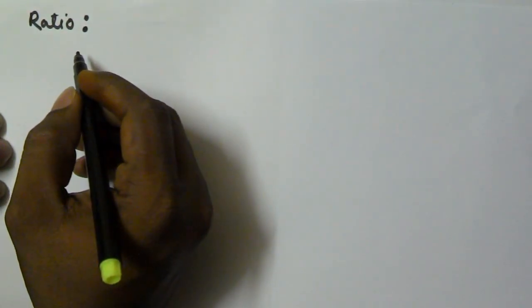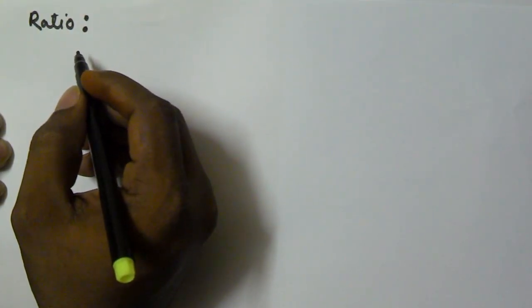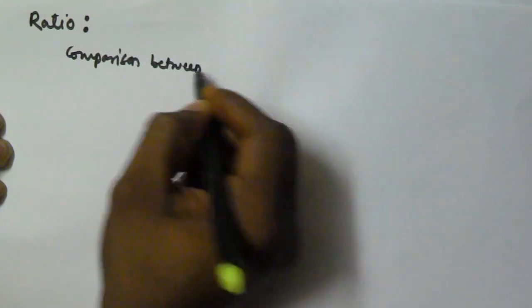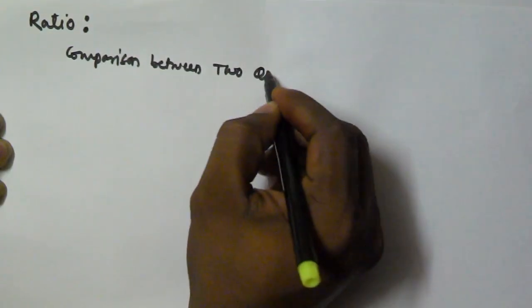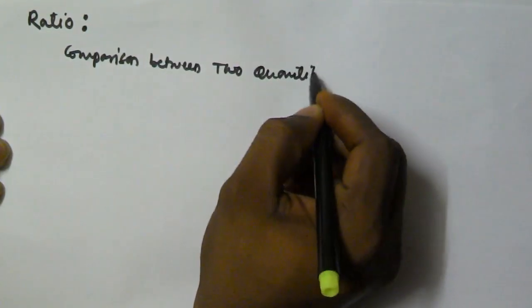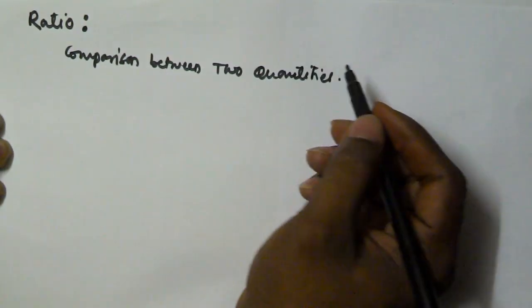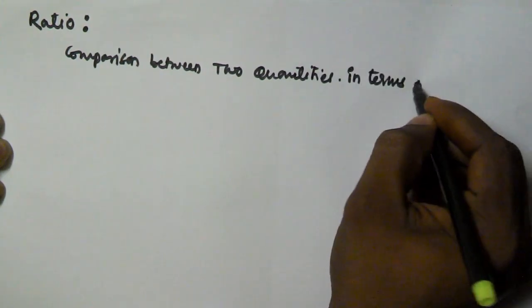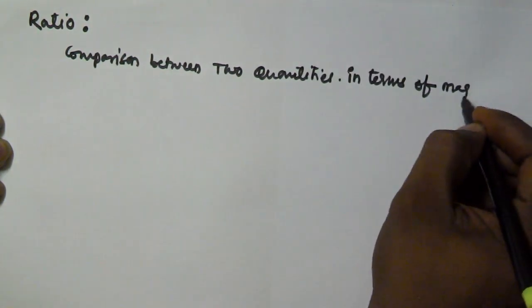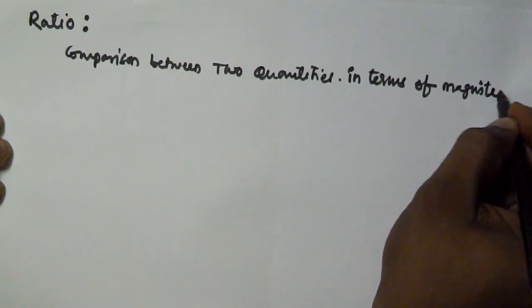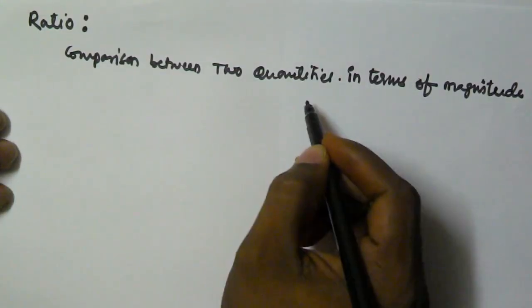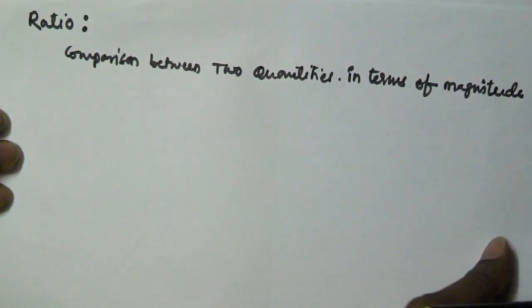Okay, so the ratio is all about the comparison between two quantities, in terms of magnitude. In terms of magnitude, ratio is all about comparison between two quantities.